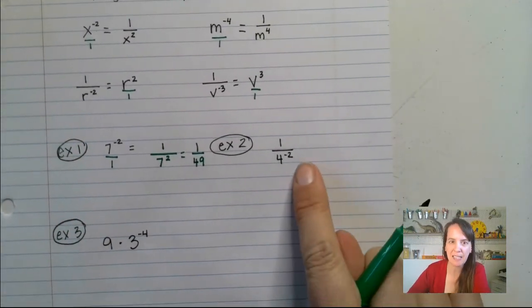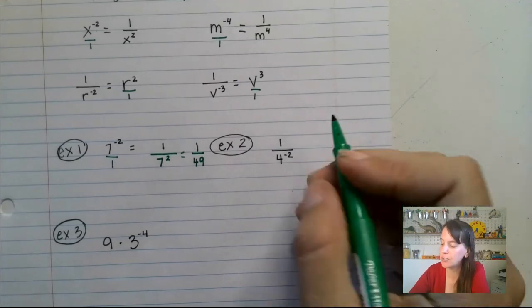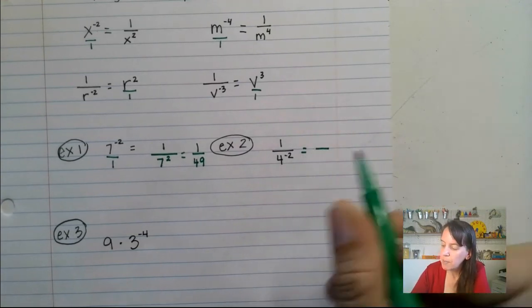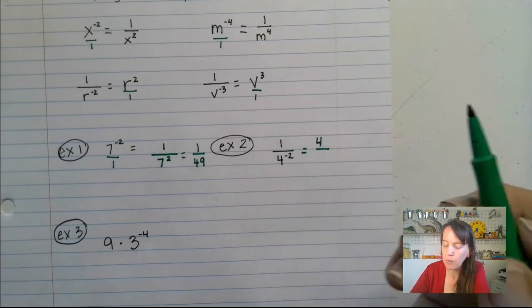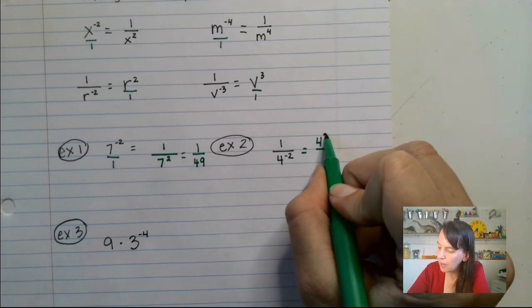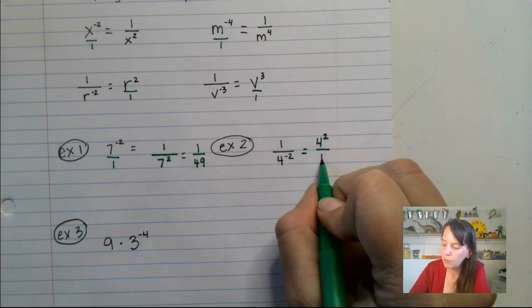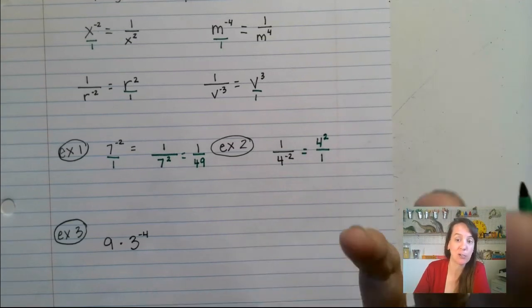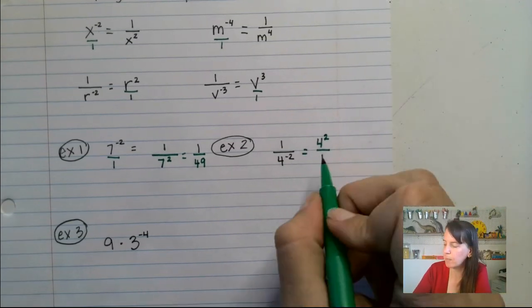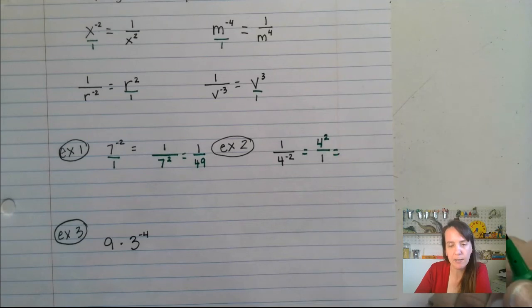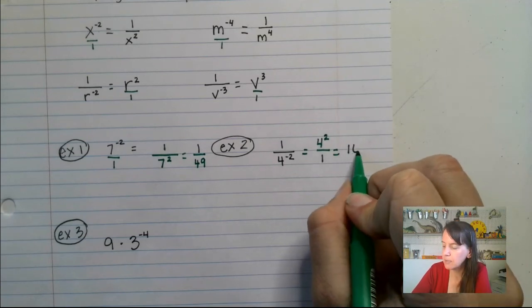1 over 7 squared, remember, is 7 times 7, so that's 49. Good, let's practice with this guy. This one is currently downstairs, so we're going to move that upstairs. So now we have 4, and when we move it, we fix that attitude, so it's positive 2 over 1. Now, anything over 1 is just itself, so we can get rid of that over 1 part and say 4 squared is 4 times 4, which gives us 16.